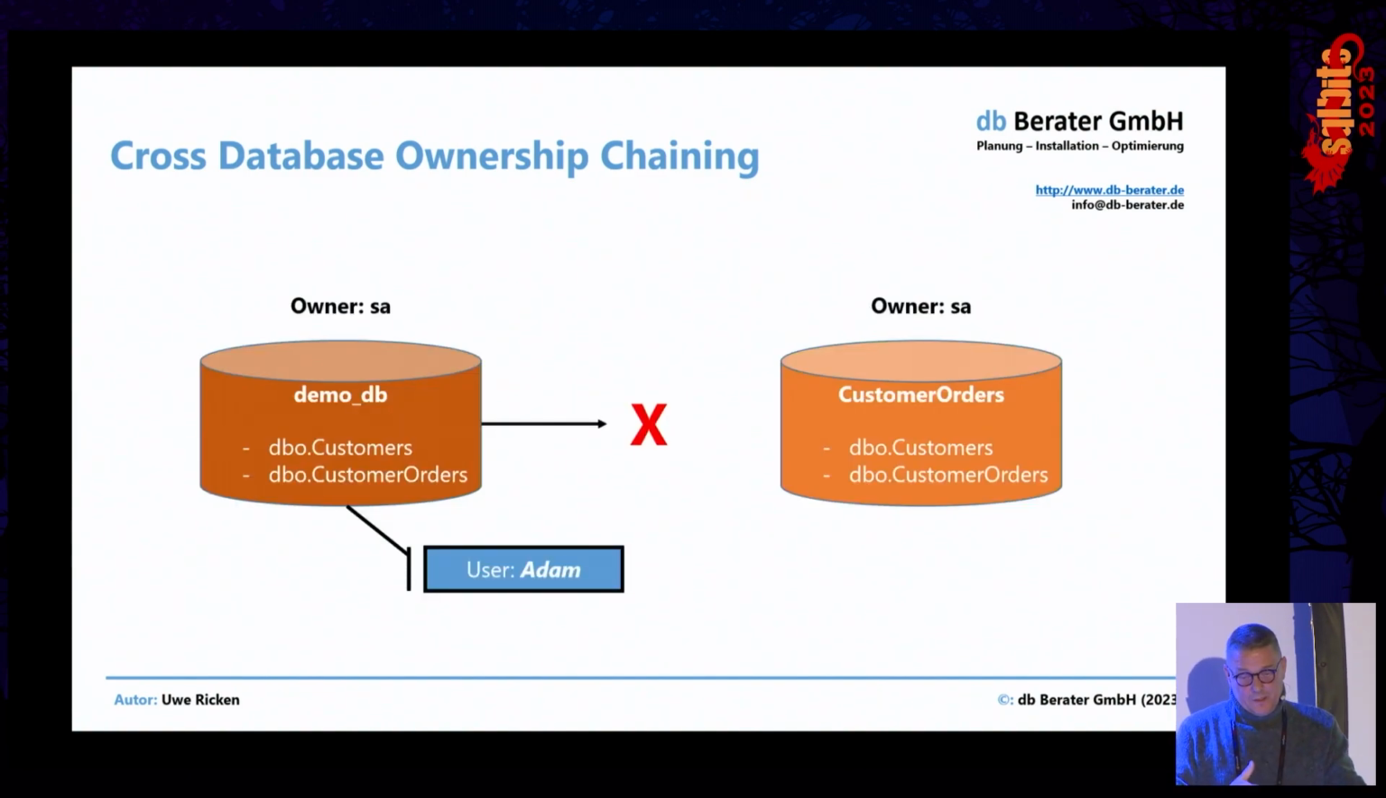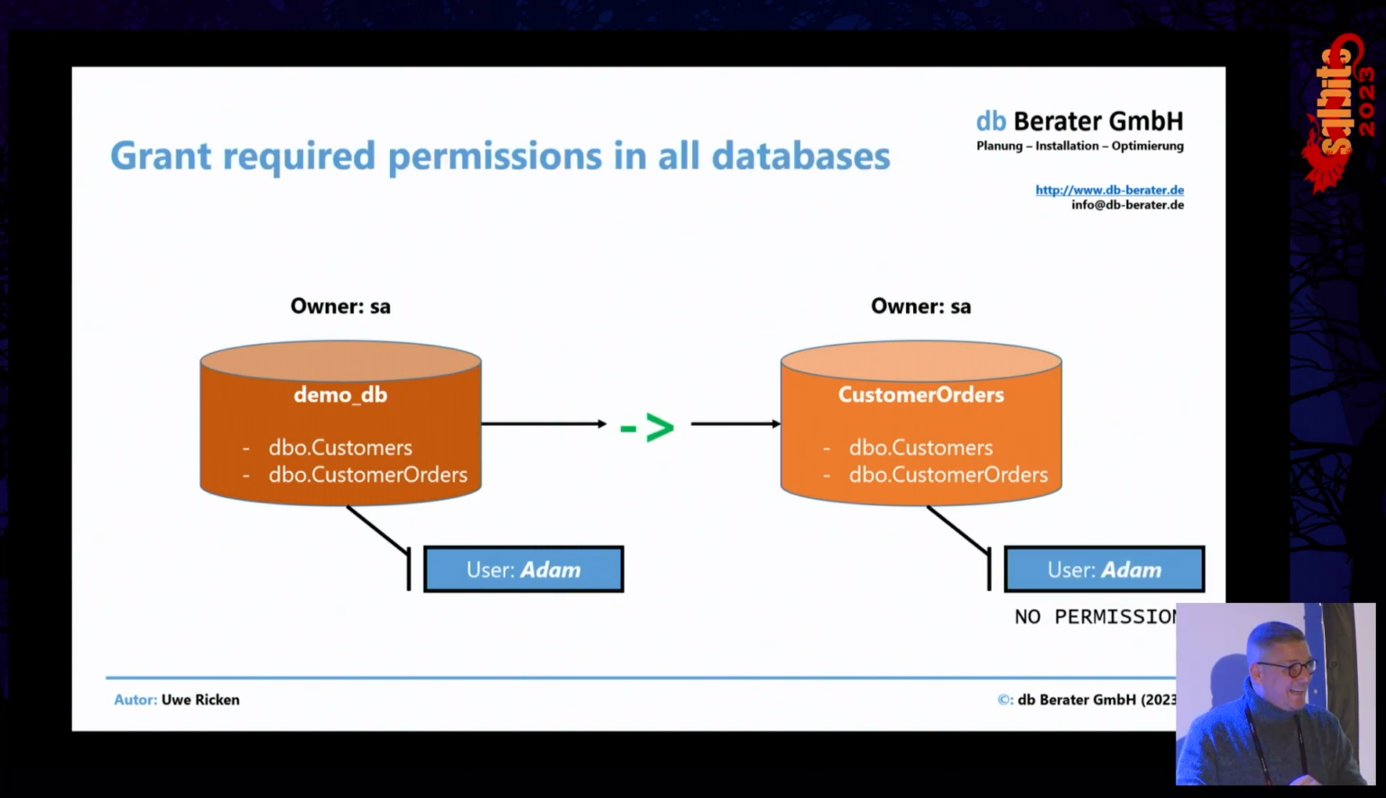Basically, when you activate the ownership database chaining option, it does not automatically mean that you can access the database. What the user must always have is an account, a user account inside the database. That is the key to the lock. If you don't have it, you don't have access.